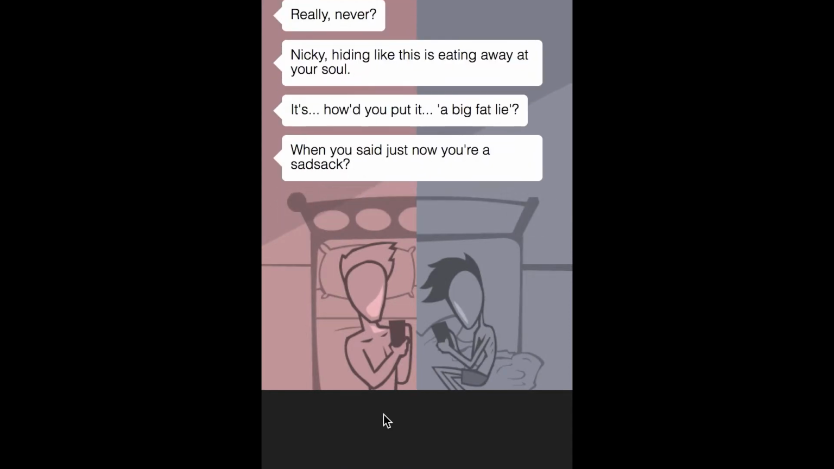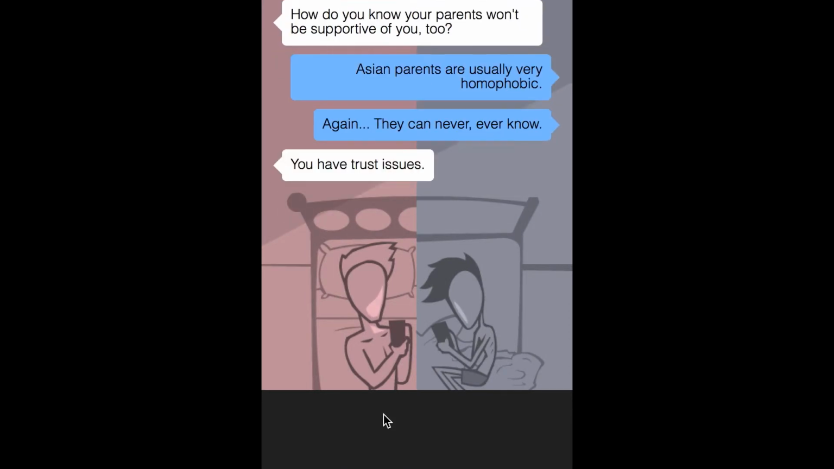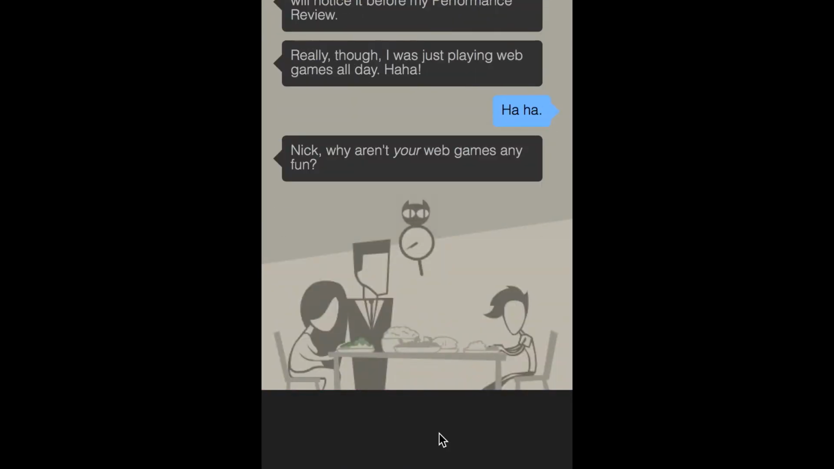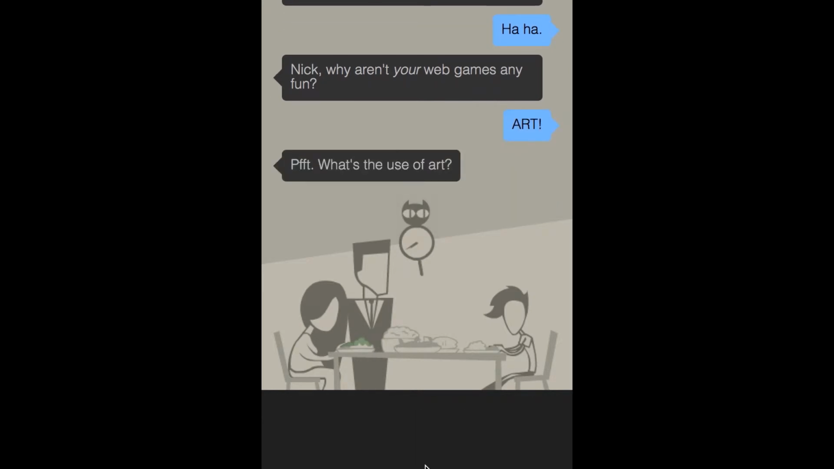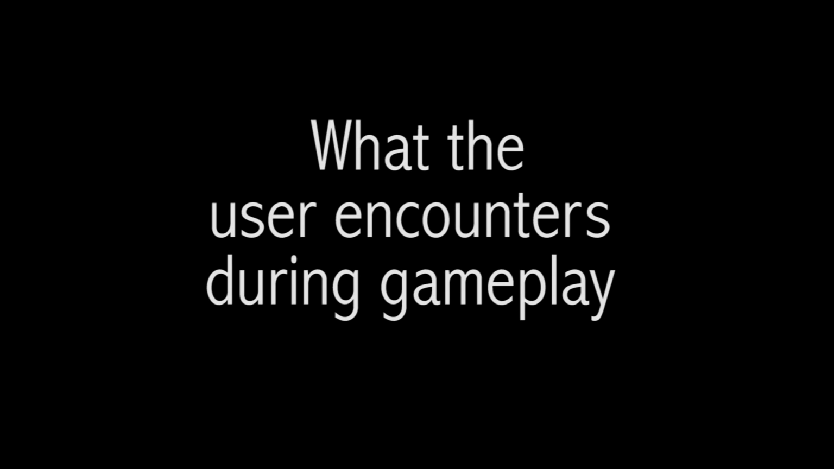The MDA is a framework all unto itself used for typical game design. This framework is again comprised of three parts. In the case of Coming Out Simulator, the mechanics of the game is the system of clicking through the text arranged like text messages and choosing different dialogue choices to progress through the game. The aesthetics, on the other hand, are what the user encounters during gameplay.